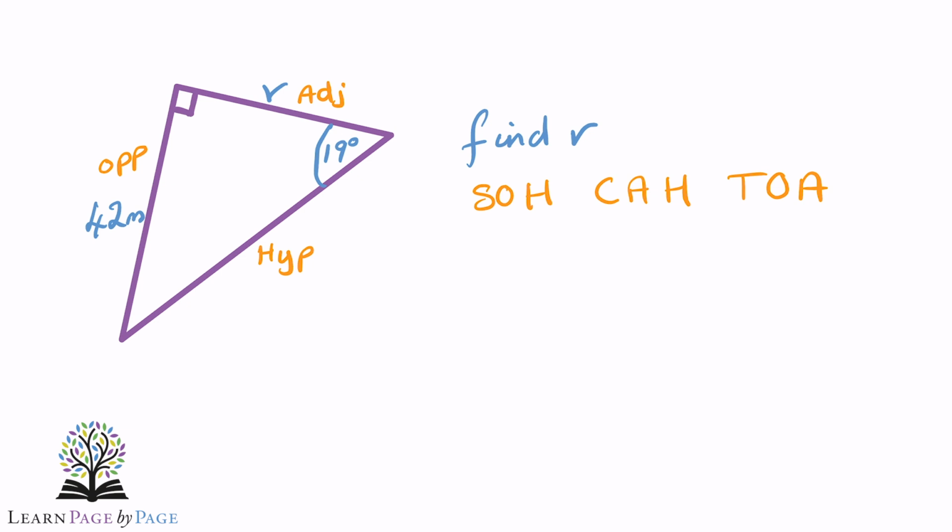Firstly, cross out the hypotenuse, as that's not relevant to the question. We're looking for the formula which contains the O and the A. O and the A, that's going to be tan. So tan of the angle, now the angle is 19 degrees, equals opposite is 42, and then the adjacent is V, so over V. And let's rearrange our equation.